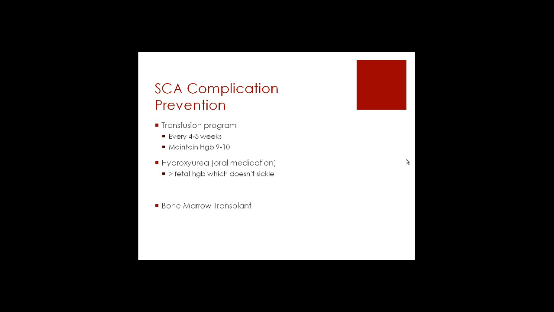So for sickle cell anemia, complications and preventions, there is a transfusion program patients can have every 4 to 5 weeks to maintain the hemoglobin around 9 to 10. Hydroxyurea is also an oral medication that promotes production of fetal hemoglobin in bone marrow. The fetal hemoglobin does not sickle and binds to oxygen easier than adult hemoglobin, but we have to use this with caution because it has been shown to be carcinogenic. It does alter DNA synthesis and can interfere with normal growth.